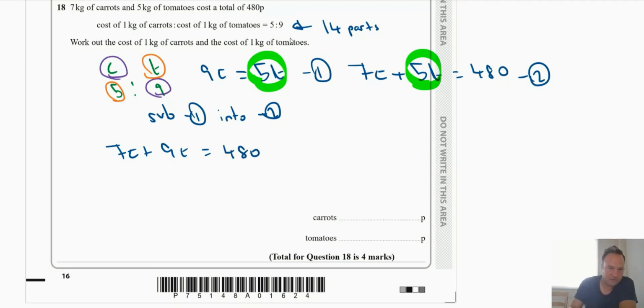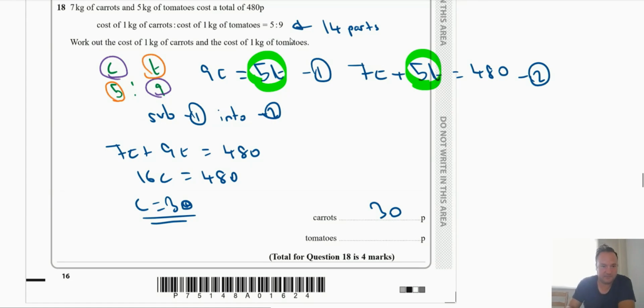7 plus 9 is actually equal to 16. So that means we've got 16 lots of C, which equals 480. Now, fortunately, 48 is a multiple of 16, because 3 times 16 is 48. So that basically means that 30 times 16 is going to be 480, which means that C is actually going to be equal to 30. So straight away, we can say that C is actually equal to 30 pence.